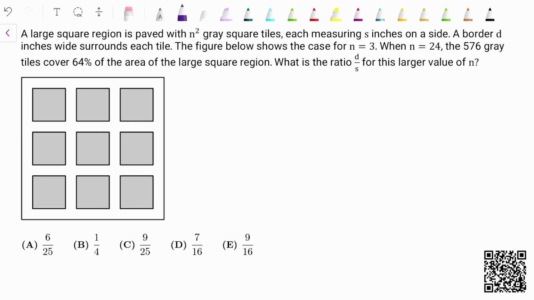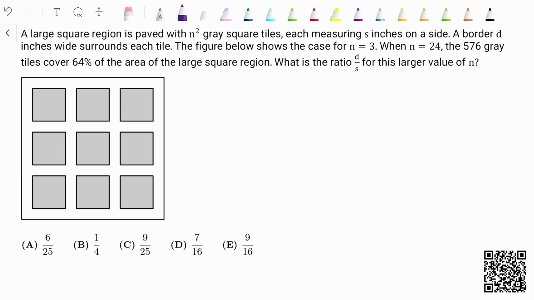This is problem number 24 of the 2020 AMC8. A large square region is paved with n squared gray square tiles, each measuring s inches on a side. A border d inches wide surrounds each tile. The figure below shows the case where n is equivalent to 3. When n is 24, the 576 gray tiles cover 64% of the area of the large square region. What is the ratio d over s for this larger value of n?